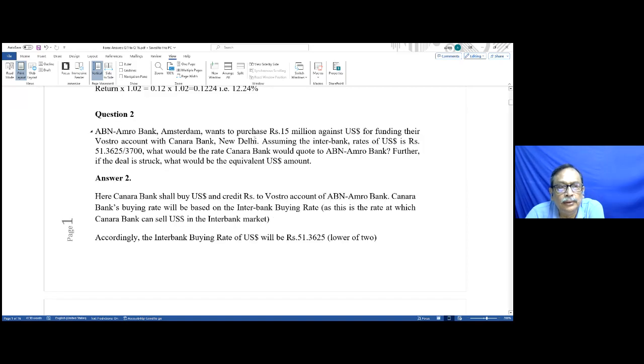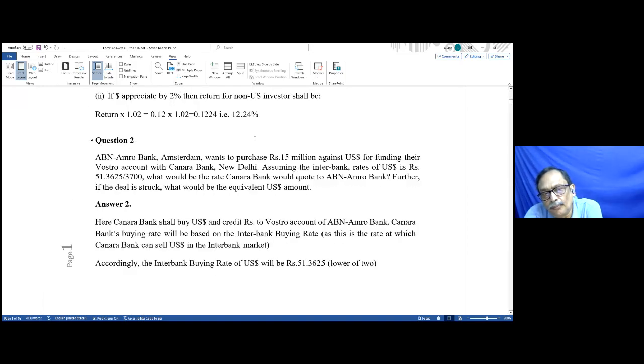Okay, now we are coming to the second question. ABN AMRO Bank, Amsterdam, wants to purchase rupees 15 million against US dollar for funding their Vostro account with Canada Bank, New Delhi. I'll tell you the meaning of Vostro account.